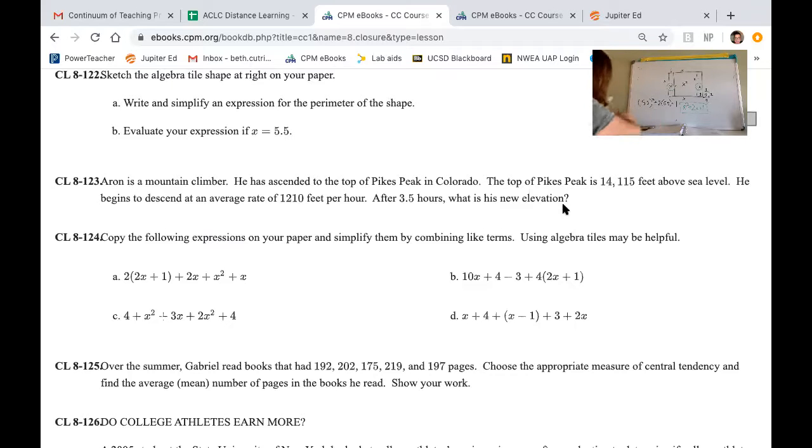So let's draw a diagram. I have been on Pikes Peak, only in a car though. You can drive up to the top of Pikes Peak and look out, it's pretty cool.